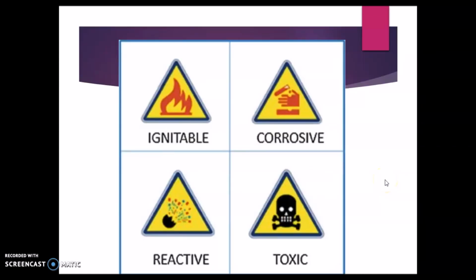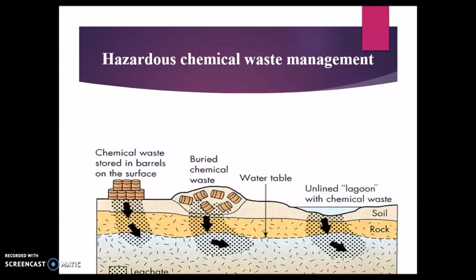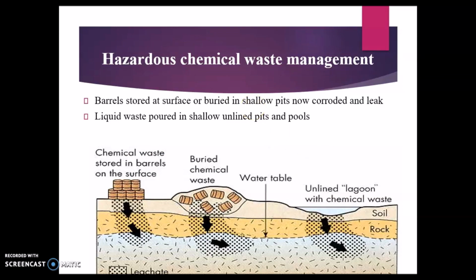So these are some of the symbols: ignitable, corrosive or reactive as well as toxic. This is the diagram showing how chemical as well as hazardous waste is buried or stored in land, how it deeply penetrates, how the pits leak, and how the leaked material merges into the water, forming a leachate collection in that respective way.